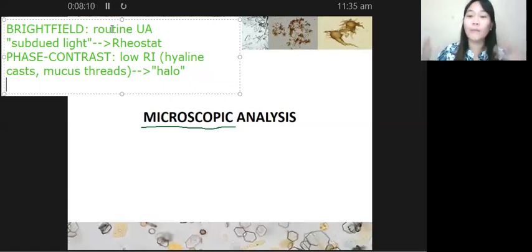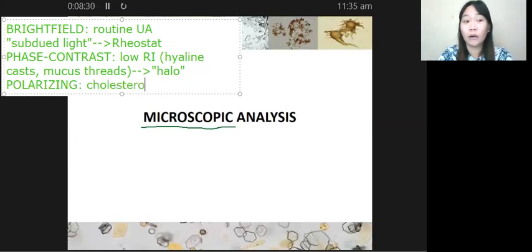Okay, so another microscope that we can use in the clinical microscopy section is of course your polarizing microscope. Again, what substance is easily identifiable under your polarizing microscope? We have your cholesterol. Any sediment that contains cholesterol will be easily identified using your polarizing microscope. So what are the sediments that may contain cholesterol? Of course, we have your fat droplets, right?